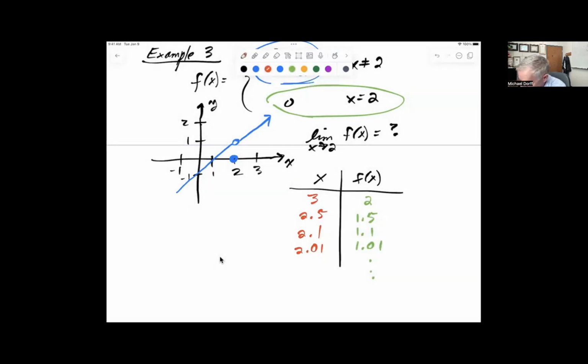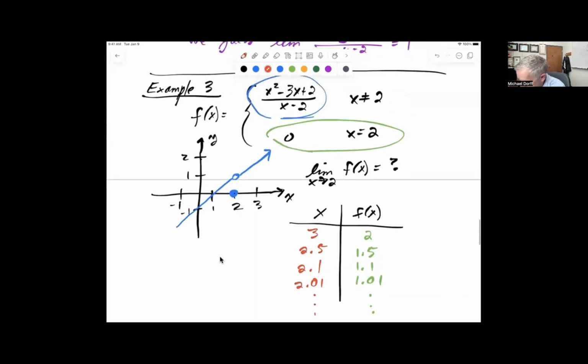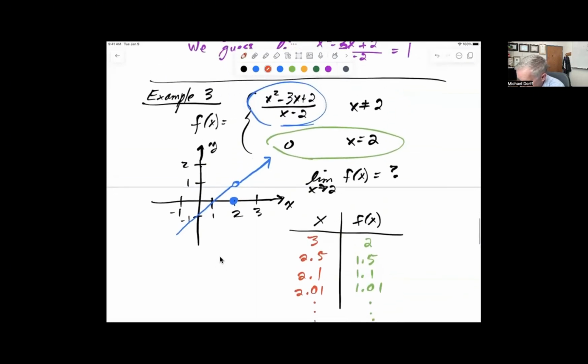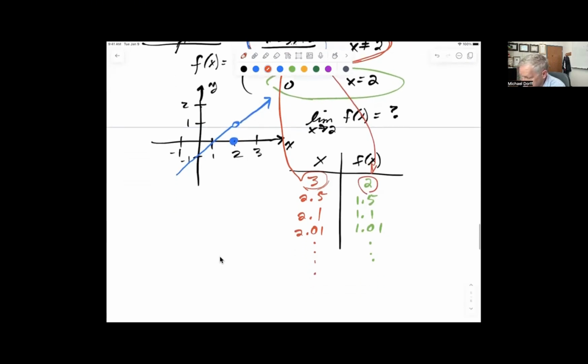Again, you can just put these values in. How would I put these values in? Well, when x is 3, I go to this function. I'm in the top part of my piecewise function, which is always true as long as x doesn't equal 2. When I put 3 in the numerator, I get 3 squared minus 3 times 3 plus 2, which gives me a value of 2 on the top. And in the denominator, I get 3 minus 2, which is 1. So I get 2 over 1, which gives me my value of 2. And I do that for all these values.